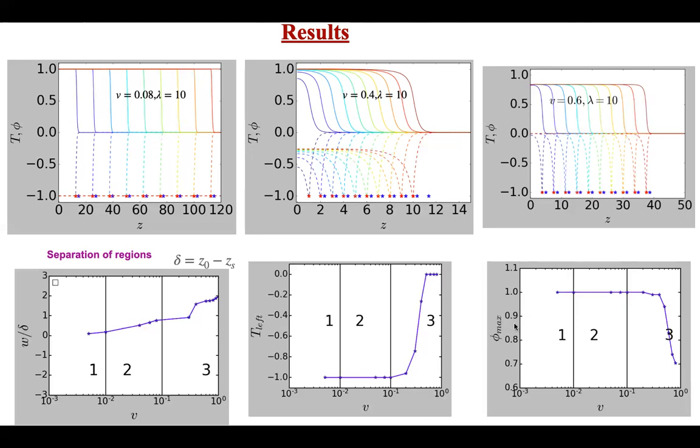We similarly plotted phi max, which is the maximum crystallinity that the system can attain. And here we see that in region 1 and 2, it remains constant, and in region 3, it starts decreasing. So region 1 and 2 correspond to a complete crystallization and region 3 represents an incomplete crystallization.